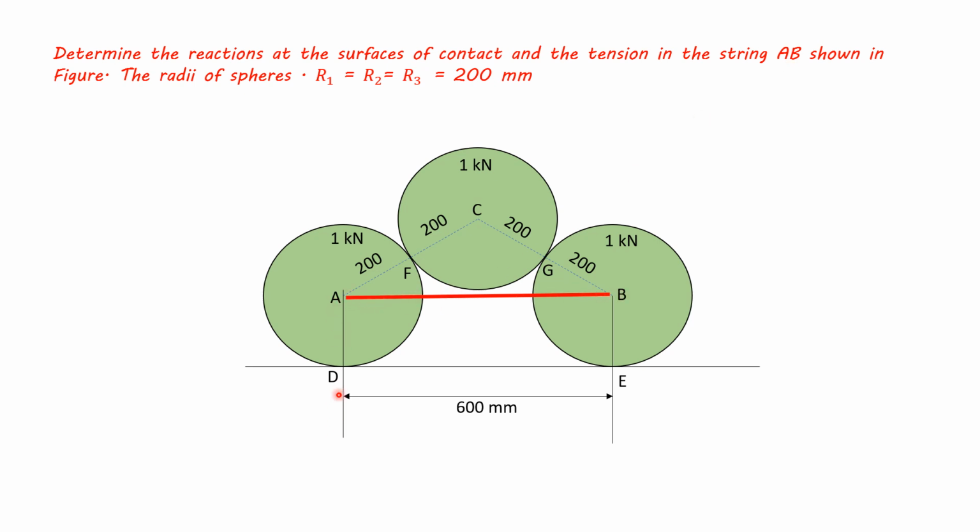Here, the center to center distance is given as 600 mm. That is, the length of the string is 600 mm. And we have to find the reactions at the contact surfaces RD, RE, RF, and RG.